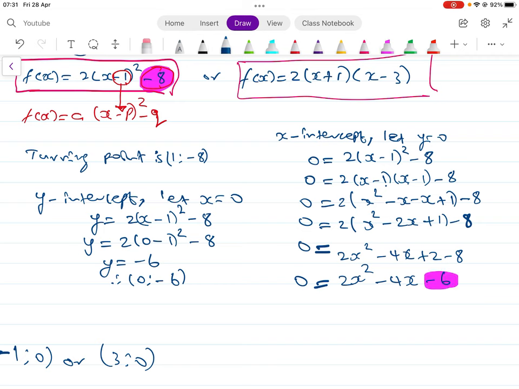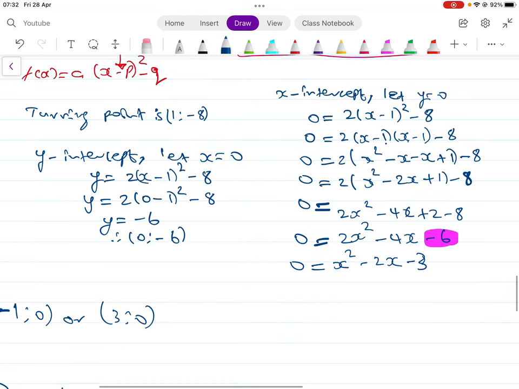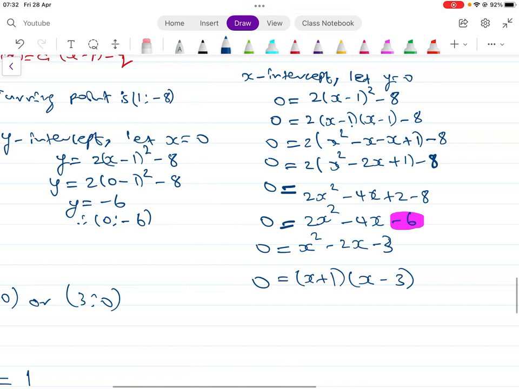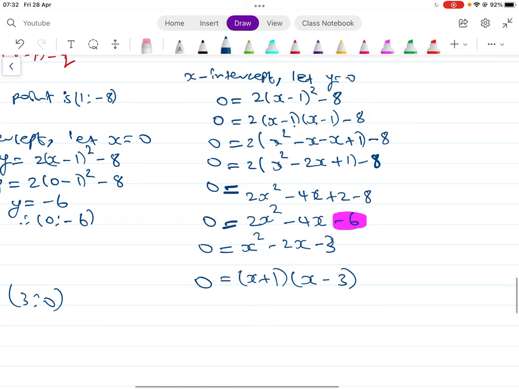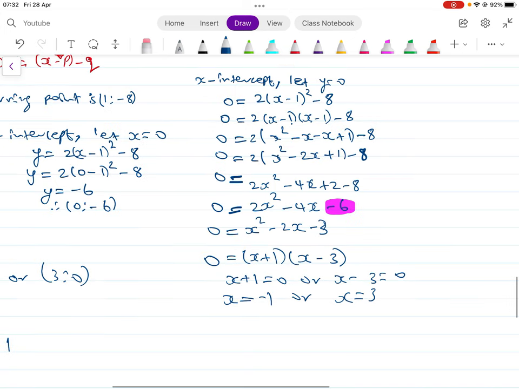After that, you just divide by 2 throughout: x squared minus 2x minus 3, and then you have that. Now you can factorize: x plus 1, x minus 3. If you don't know the factors, use the quadratic formula, but don't just pretend or do guesswork. There's no lotto here. So x plus 1 equals 0, or x minus 3 equals 0. Therefore, x equals -1 or x equals 3. So those are your x-intercepts, which are -1 and 0, or 3 and 0.